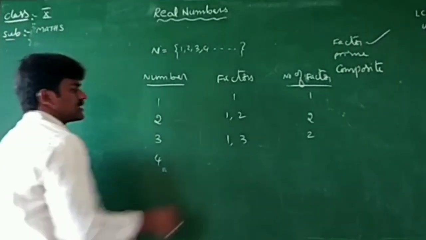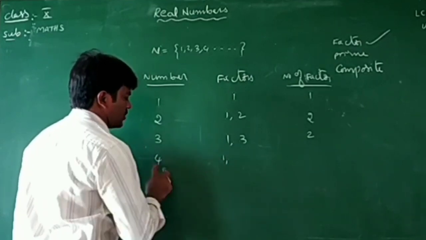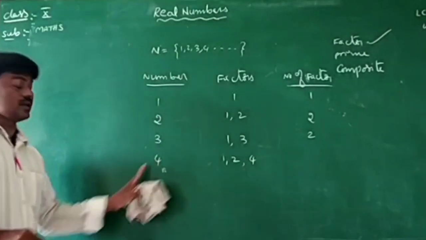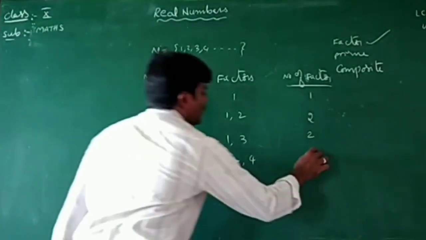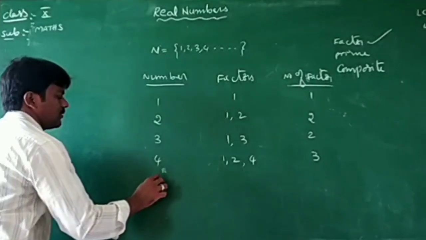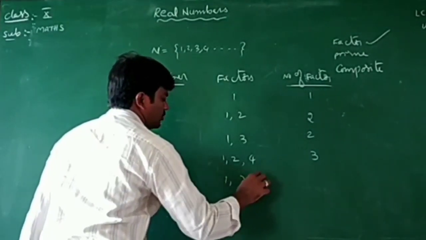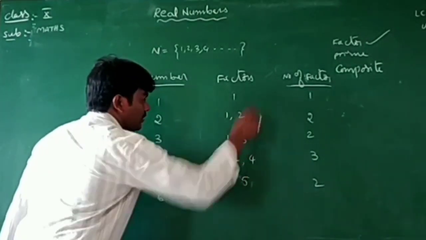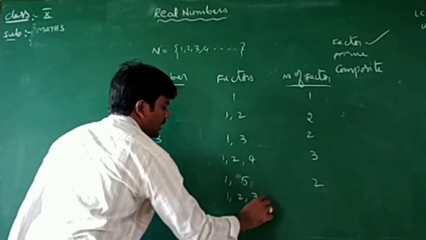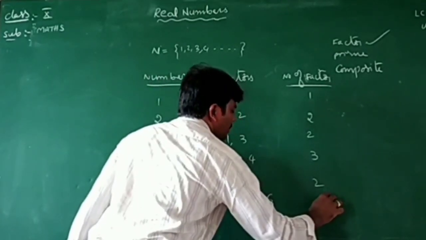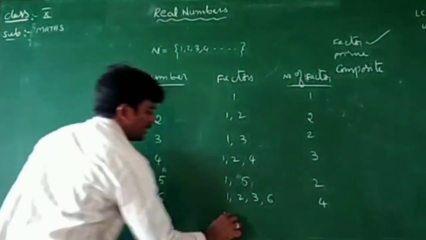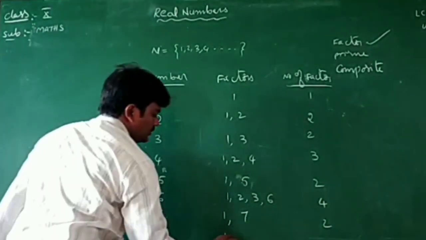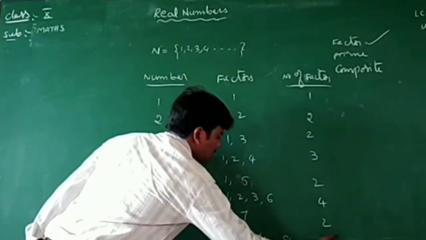Now 4 is a number, its factors are 1, 2, 4, because 1 4s are 4, 2 2s are 4, and 4 1s are 4. So now the number of factors is 3. Next 5, the factors are 1, 5, so the number of factors is 2. Then 6: you learn 1, 2, 3 and 6, so the number of factors is 4. Now 7: 1, 7. So the number of factors is 2. Now 8: 1, 2, 4, 8. The number of factors is 4.